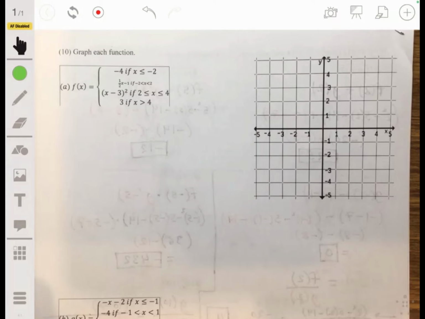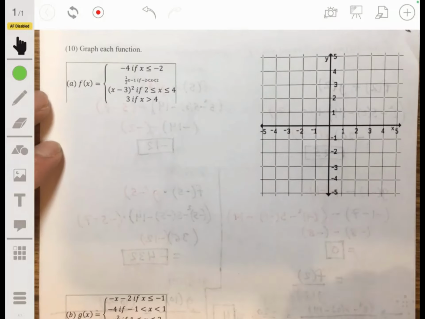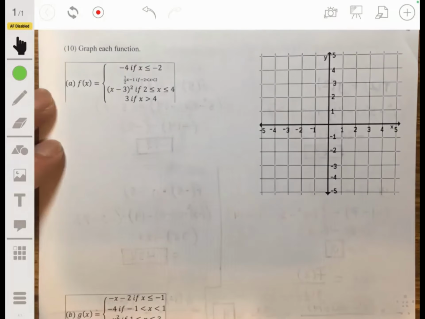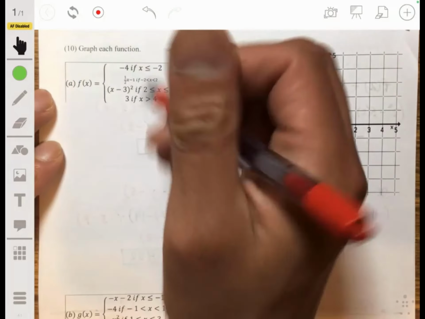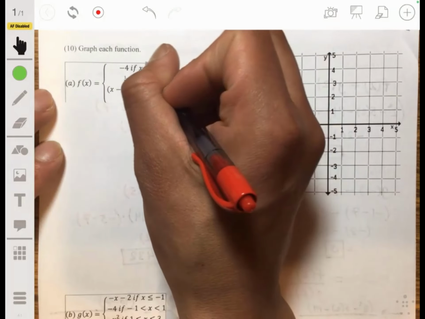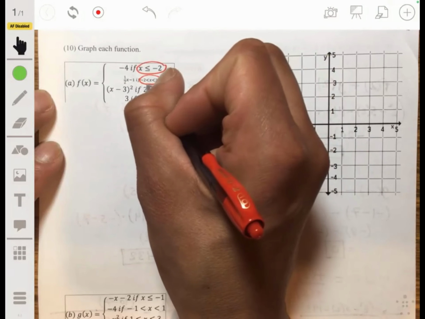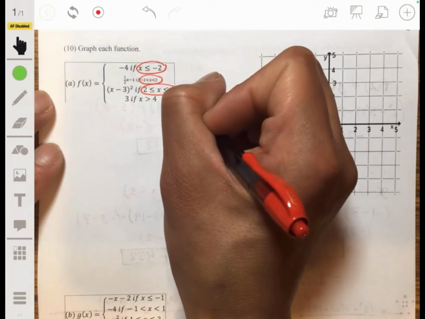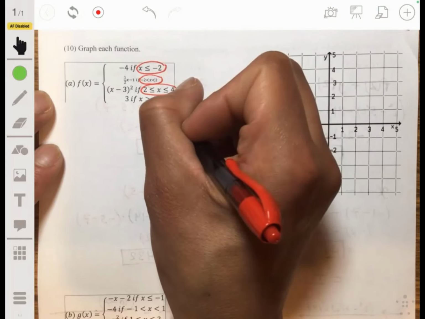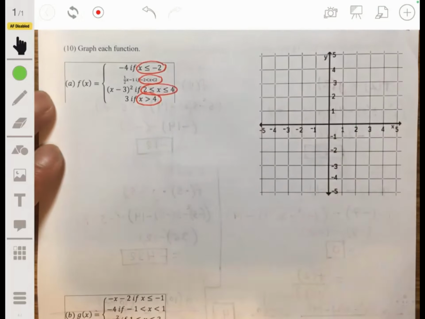All right, last part. Some more piecewise graphing. So here we have a piecewise graph broken up into 4 intervals. See, we have x is less than or equal to negative 2, x is between negative 2 and 2, x is greater than or equal to 2 and less than or equal to 4, and then x is greater than 4.